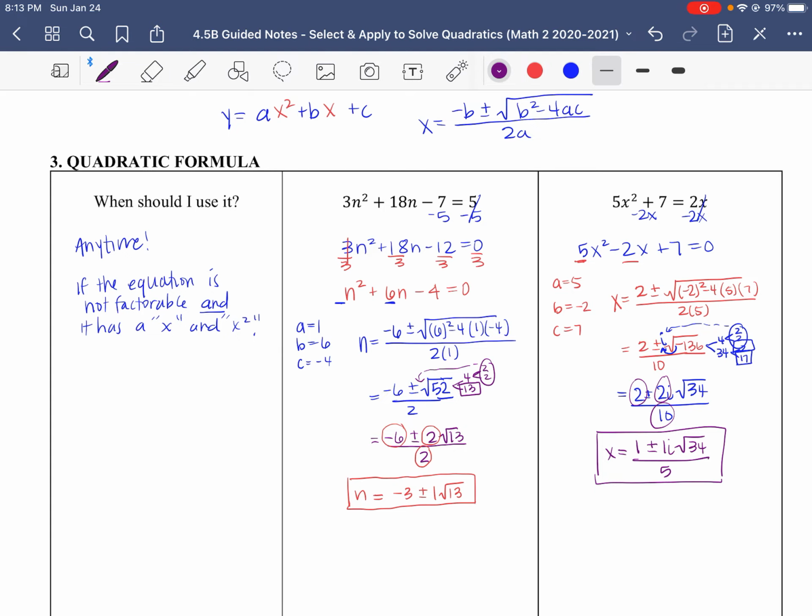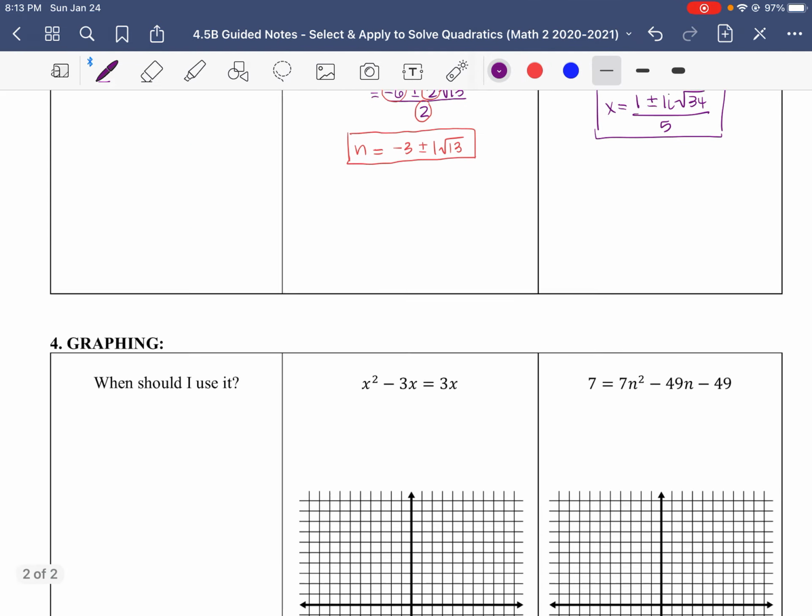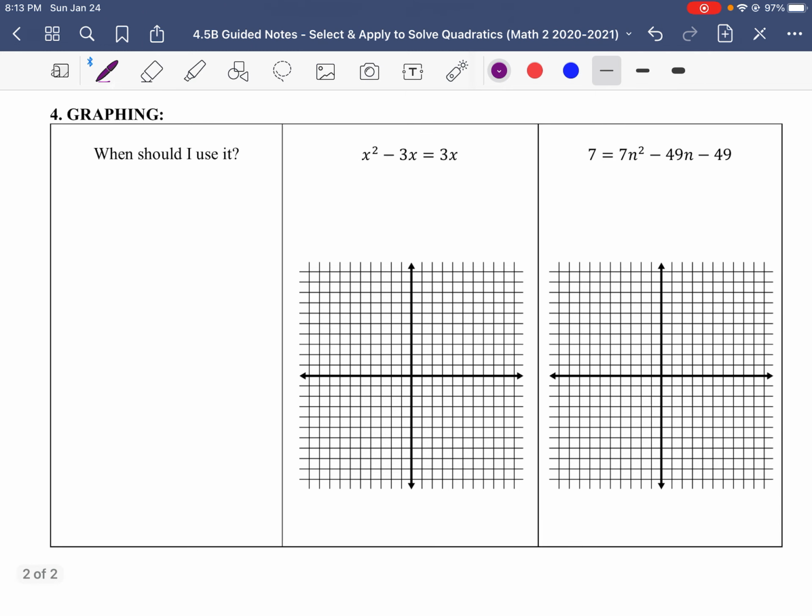Awesome. Lastly, we talked about graphing as a method for solving. Remember that graphing, when should I use it? Well, you can use it anytime you want to check your answers. So I would use it maybe to check your solutions if you're ever wondering, or if you just can't remember how to solve it algebraically. If you're given an equation that doesn't even look familiar, you could always graph this and give it a shot.